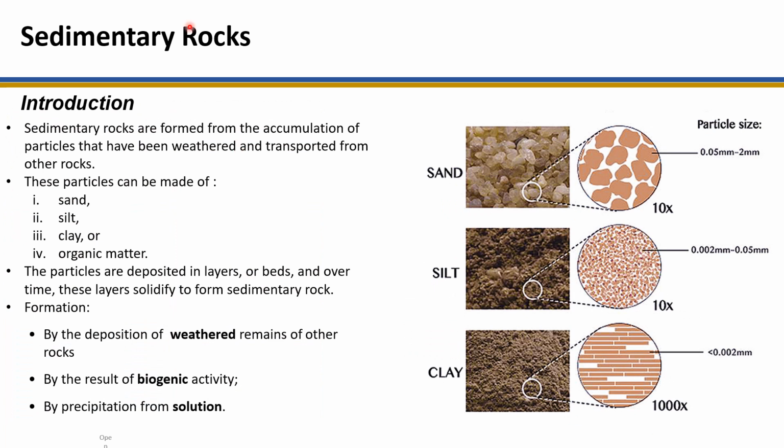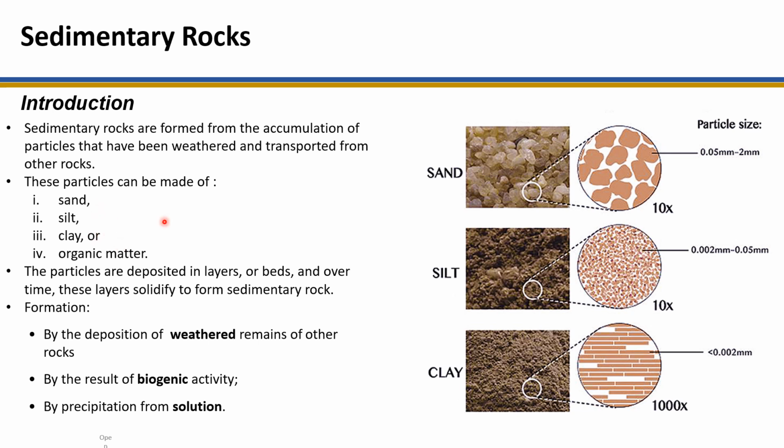So now we move into sedimentary rocks, which is our main business for today. A little bit of introduction: sedimentary rocks are one of the three main types of rocks along with igneous and metamorphic rocks. They are formed from the accumulation of particles that have been weathered and transported from other types of rocks that we have discussed before. These particles can be made of sand, silt, clay, or organic matter, and most of the time it will be sand, silt, and clay.